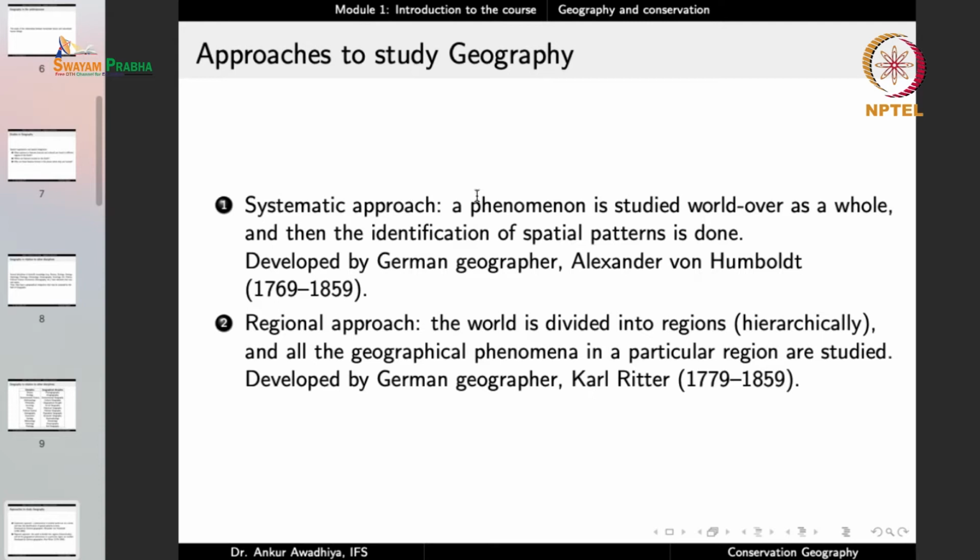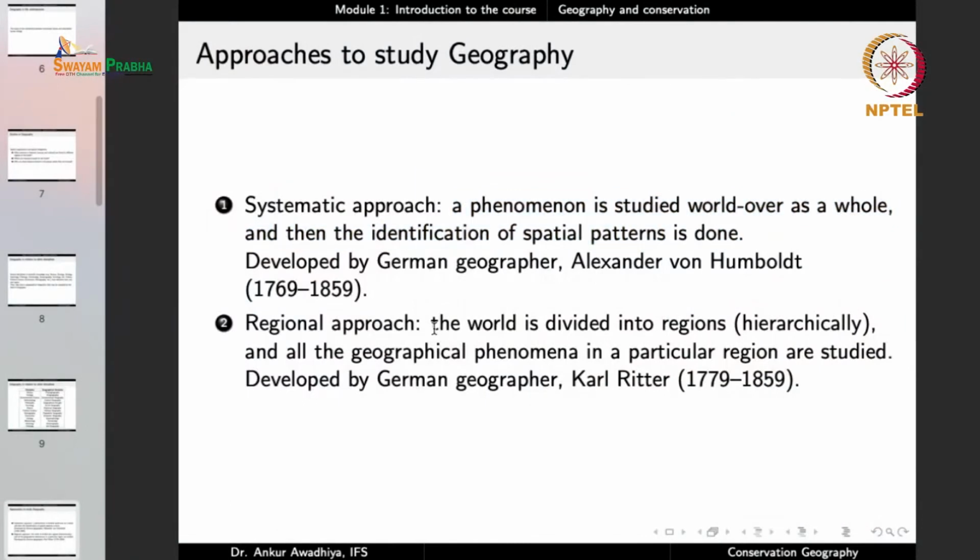Now in the systematic approach, a phenomenon is studied world over as a whole, and then identification of spatial patterns is done. So in this case, you study a phenomenon all over the world, and then you identify which spatial patterns are found in which areas. So you are studying the phenomena in a worldwide manner, not in a particular region of Earth.